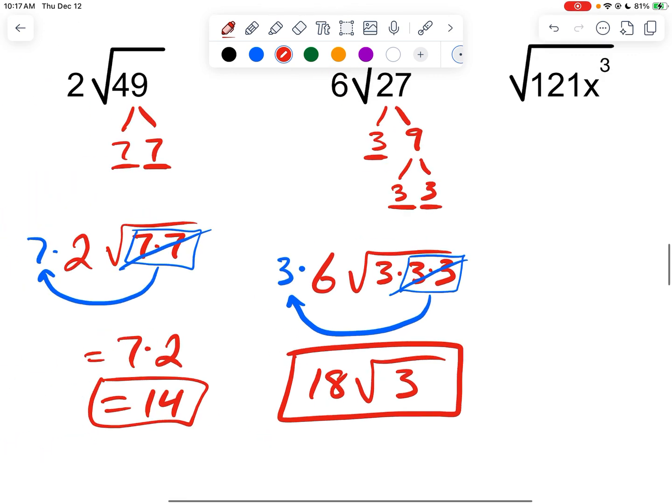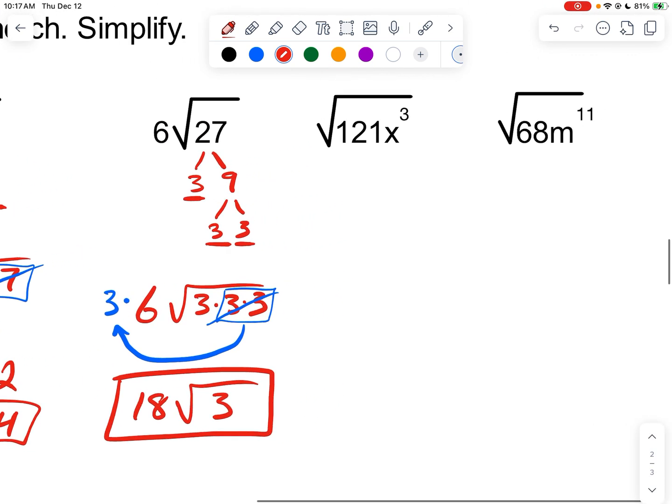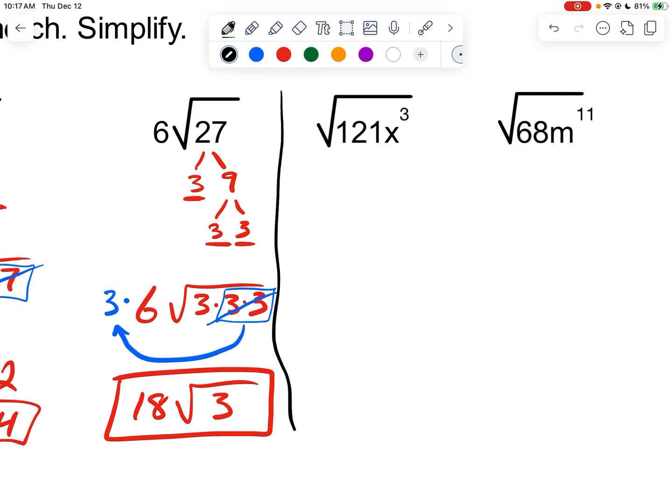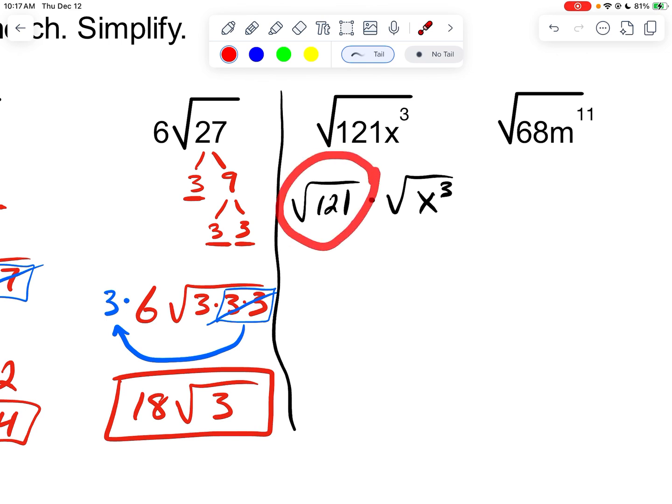Okay? Now, the question is, what if they start throwing in the stuff with the letters, okay? What I typically will tell students to do on this one is when you have numbers and letters, do them separately, okay? So I'm going to make this first one be the square root of 121 times the square root of x to the 3. That way I can still do my normal process that we've been doing this whole time. Then we can worry about the variables.